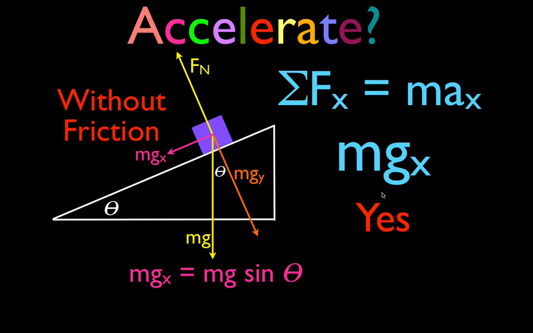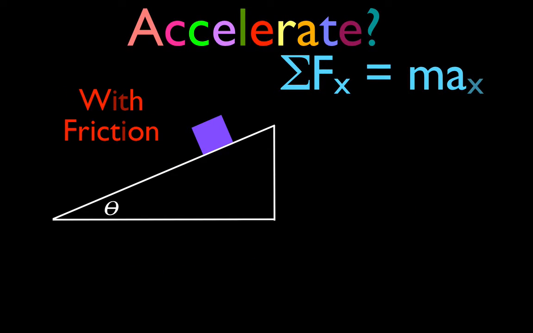Okay, now let's look at the same problem, but let's add friction into the problem. So once again, we have our inclined plane, our object, but in this case, there's friction between the object and the inclined plane. And once again, we want to know if the object is going to accelerate. Now, if it's going to accelerate, even though there's friction, you should know that it's going to accelerate down the inclined plane. If it's going to accelerate down the inclined plane, once again, there has to be an unbalanced force acting down the inclined plane. Where could that unbalanced force come from?